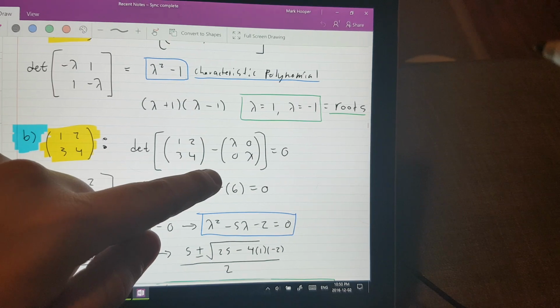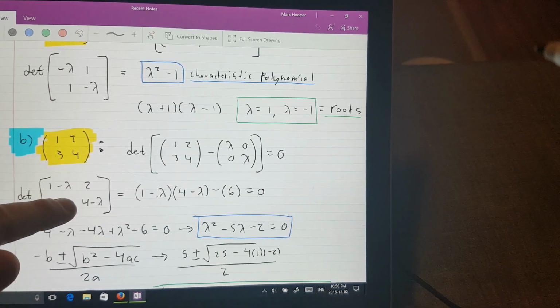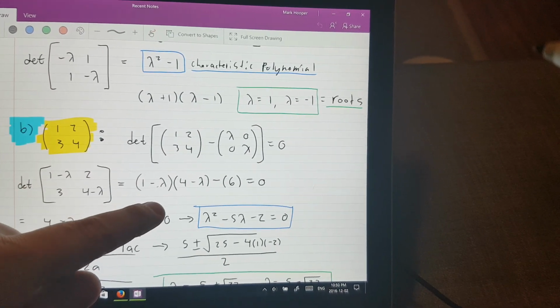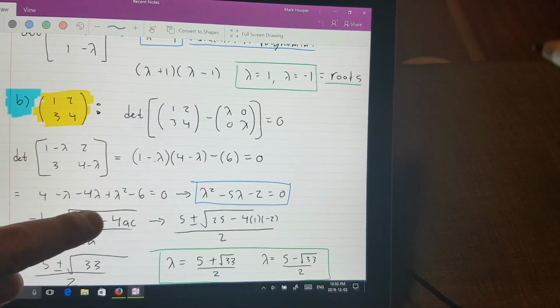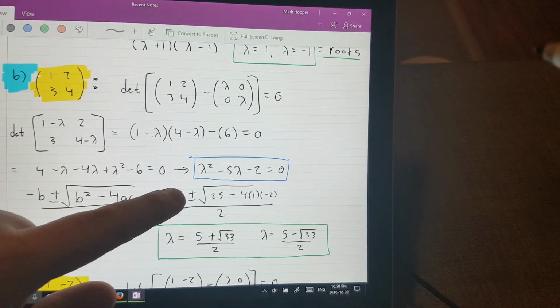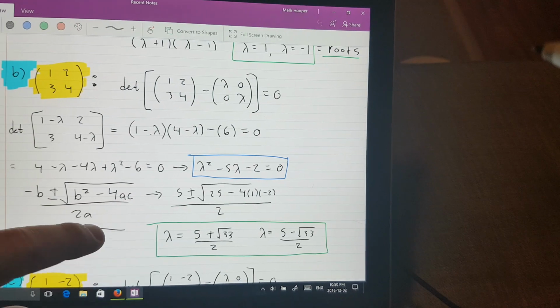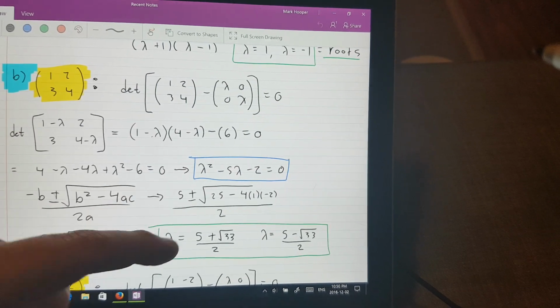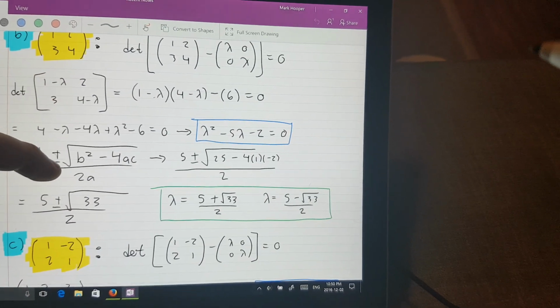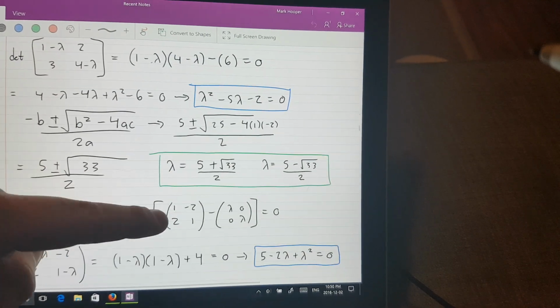B, we're going to do the same thing. B minus lambda I. I'll take the determinant of that. You get our characteristic polynomial once you do some simplifying. Well, there's your characteristic polynomial. If you want to find the roots, in this case, I had to use the quadratic formula to do that. And you get these awful looking things.